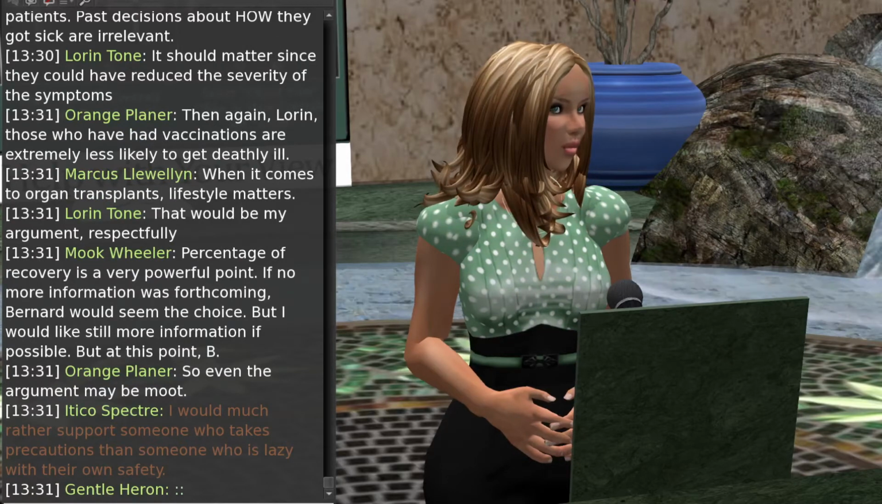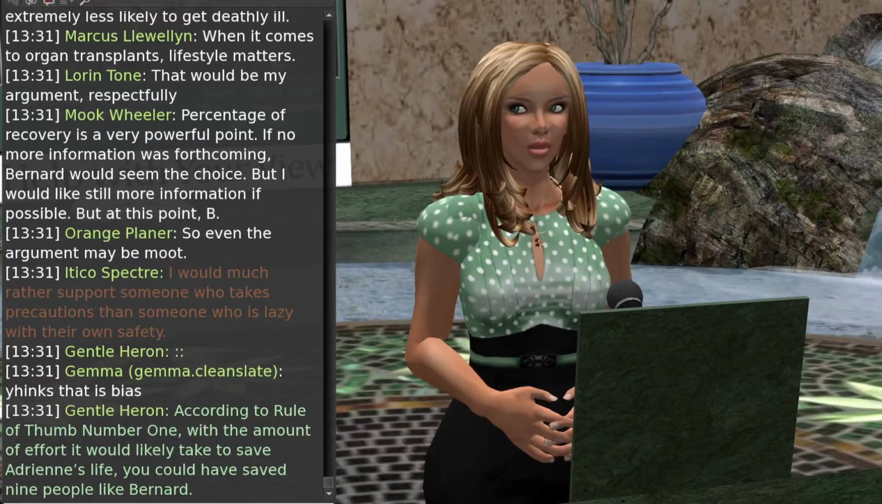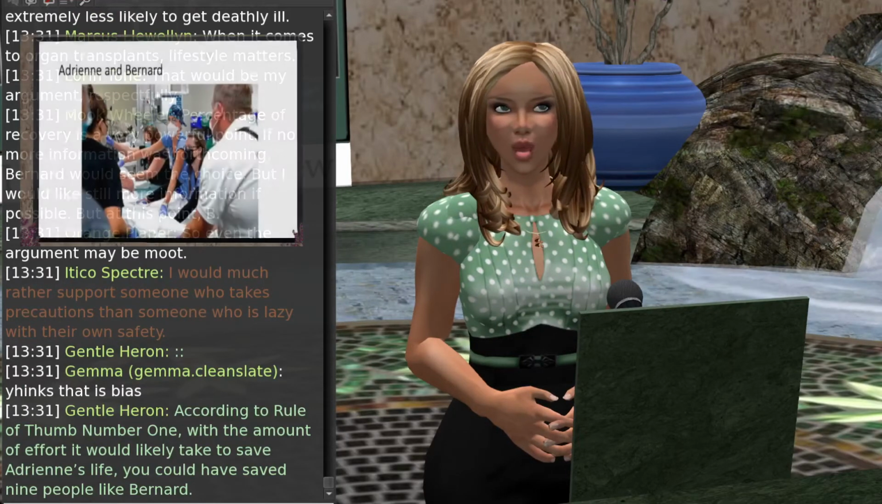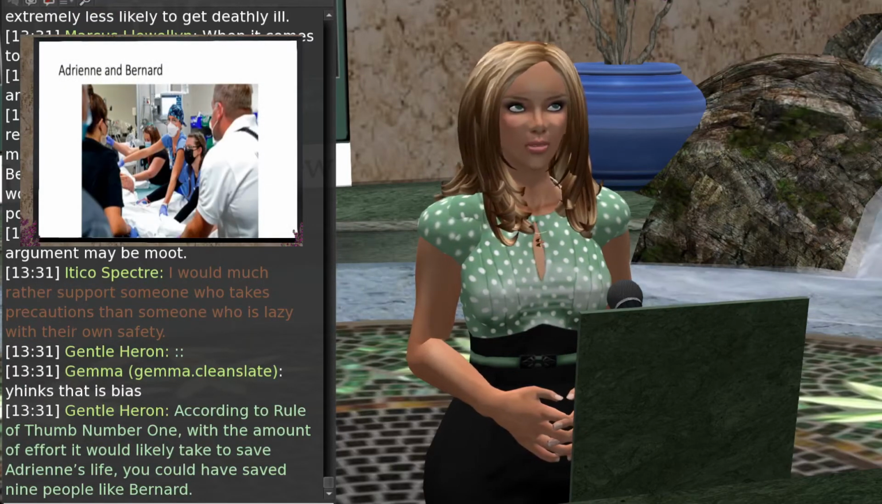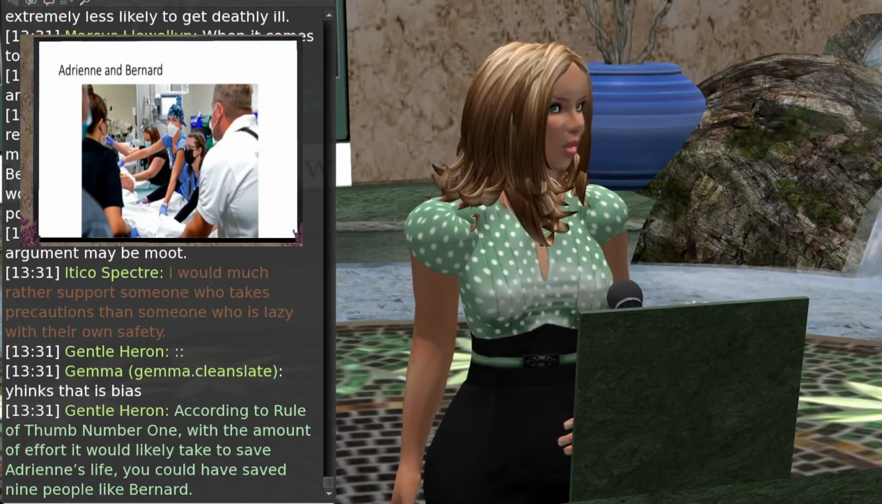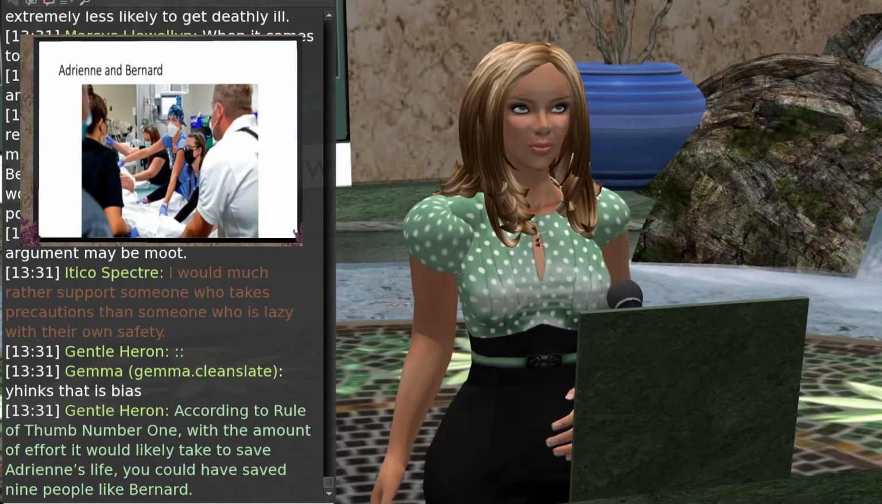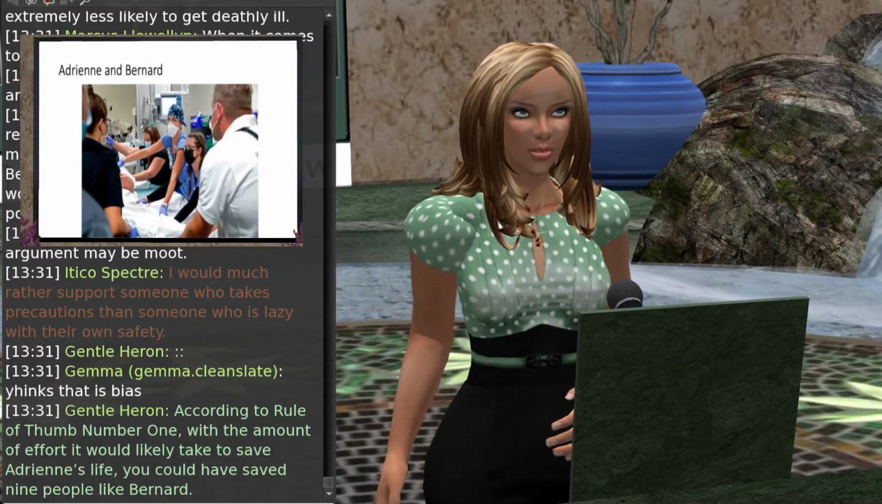Okay, so we're going to go back to Adrian and Bernard. According to rule of thumb number 1, with the amount of effort it would likely take to save Adrian's life, you could have saved 9 people like Bernard. That's the statistics.